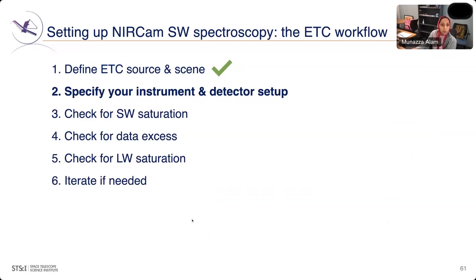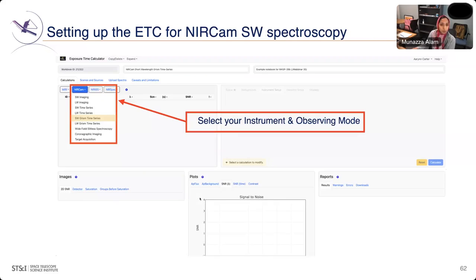Things look okay. All right, once we've got that done, we want to specify our instrument and detector setup. So remember, we'll need to do this for both the short wavelength and the long wavelength. So let's start with the short wavelength. We'll go over to the Calculations tab, select our instrument, which is NIRCam, and then go to the short wavelength Grism time series observing mode.